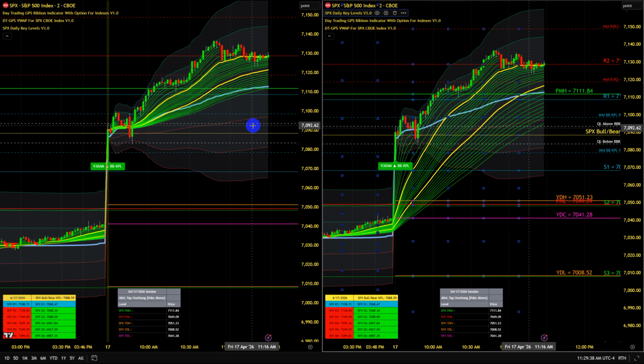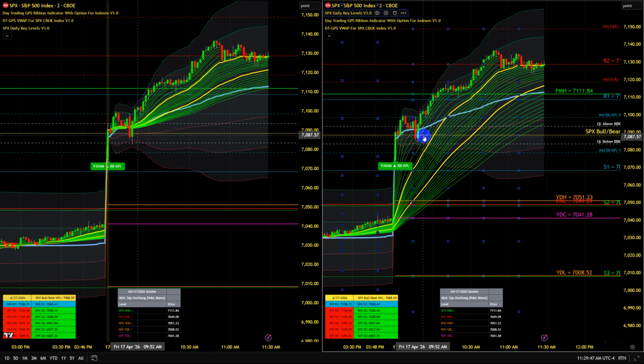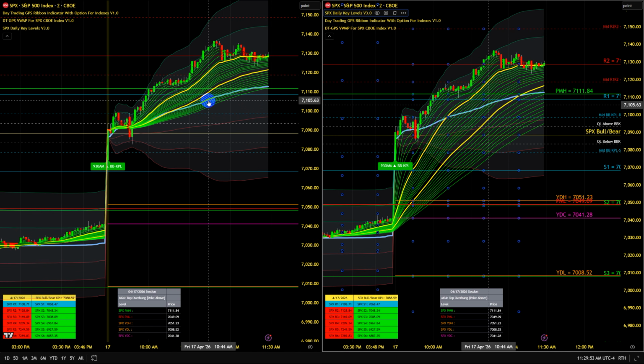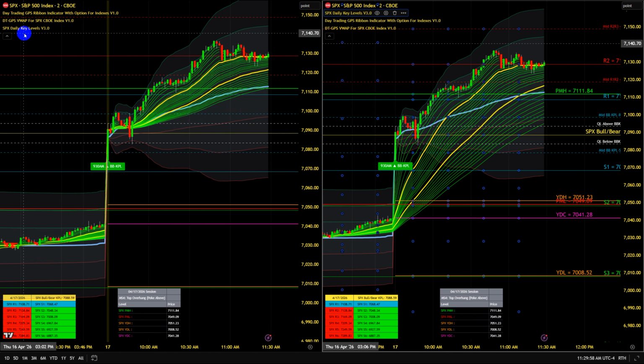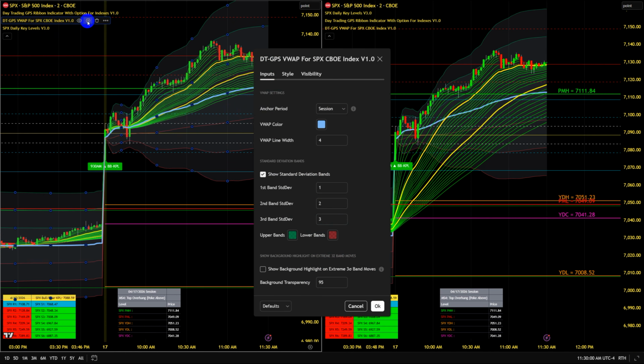Normally VWAPs are yellow, with the bands being a different color. However, since we have these two thick MA bands within the ribbon that are default yellow, the default color for the VWAP is going to be bright blue. However, you can change that if you want. For example, we'll look at the user control panel, so you can simply go in here and change it to something else, and then you can also change the upper and lower bands.